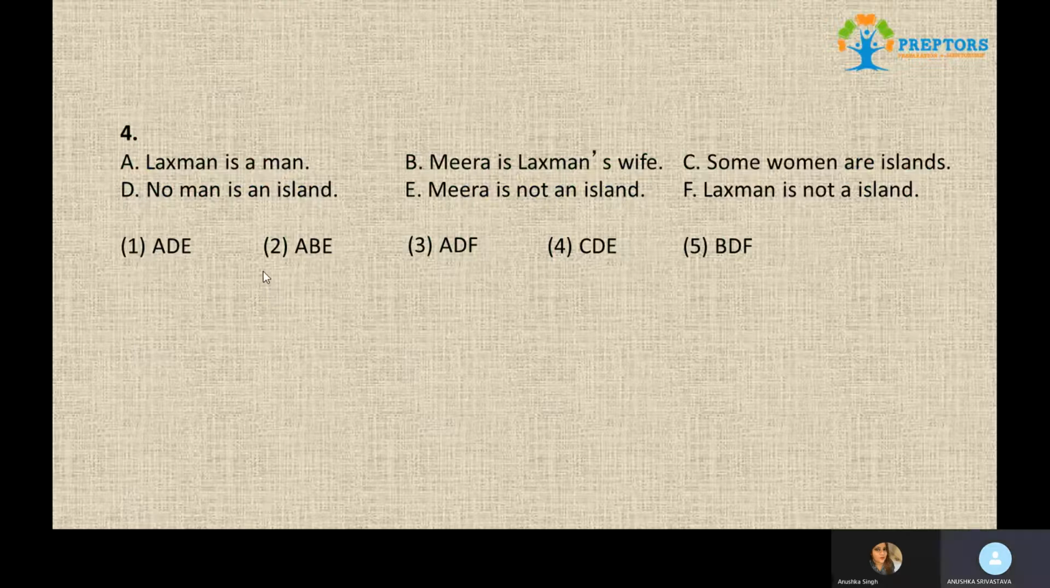Fourth one now, my answer becomes option ADF. Lakshman is a man, no man is an island. Since Lakshman is a man and no man is an island, Lakshman is not an island. So this is how I represent it using a diagram.